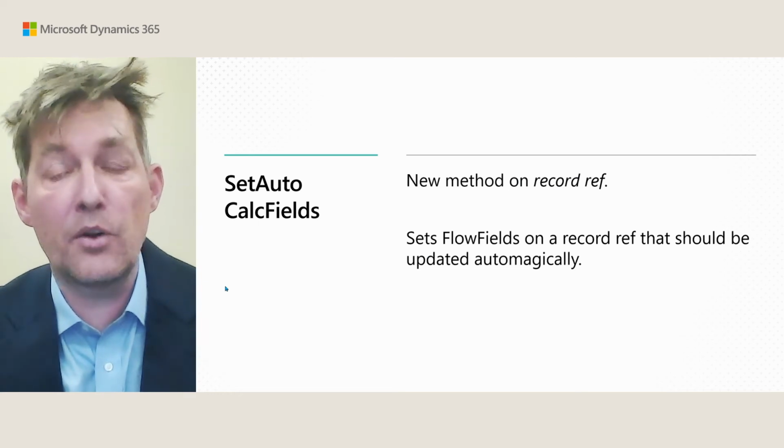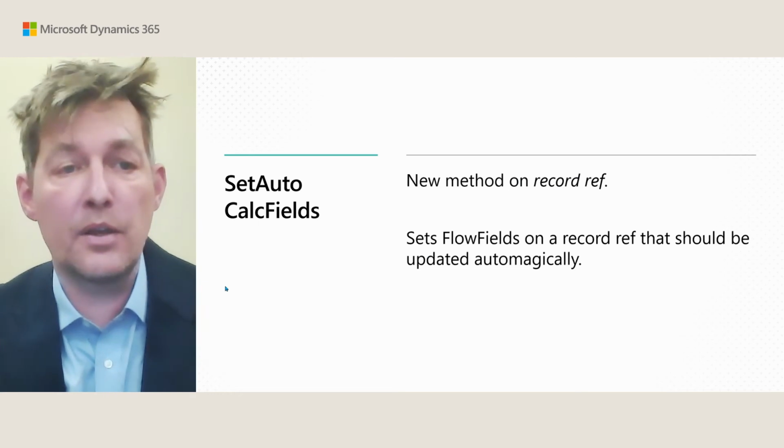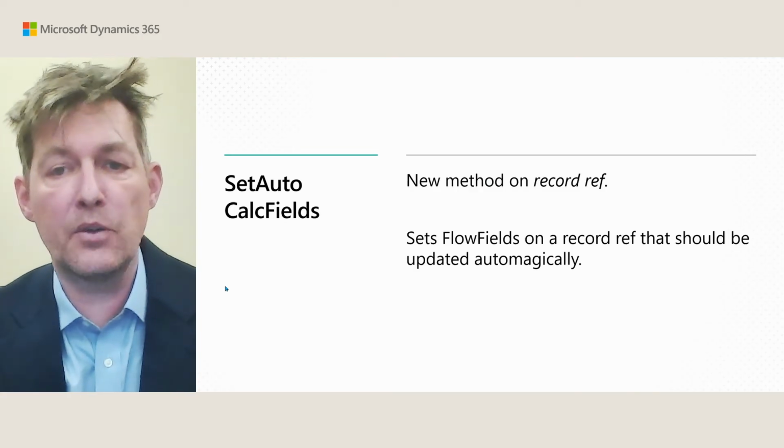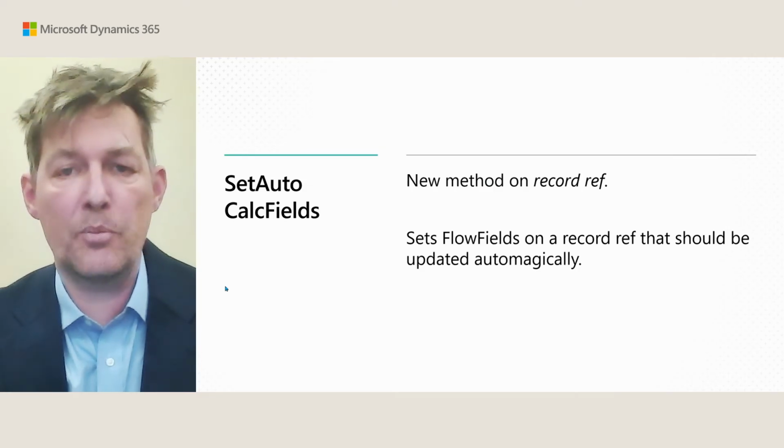There's also a new method on record ref, where you can now call set auto calc fields, and this sets which flow fields should be updated automatically.